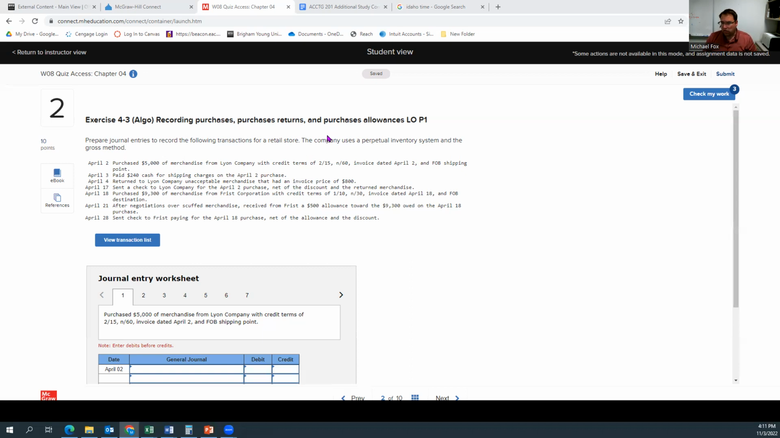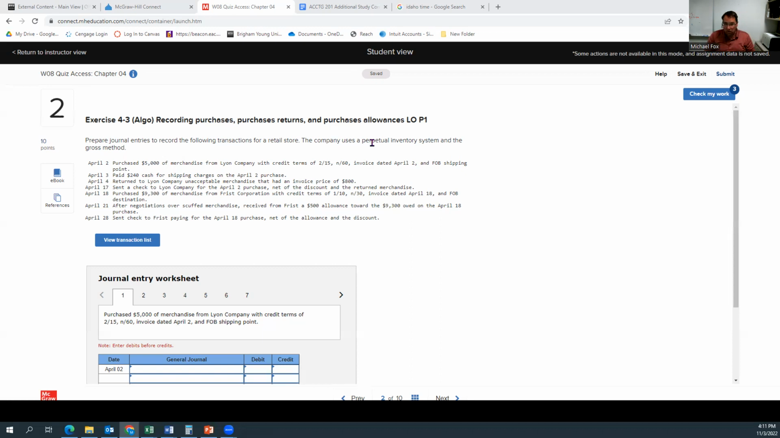Second thing I want to know is, are we using a perpetual inventory system or a periodic inventory system? And in this case, it's perpetual, which means we're recording each of these purchase transactions right to our inventory. So we'll be increasing our inventory as we make the entry. And then the third question is the gross method or the net method. The gross method is what we'll be using here.